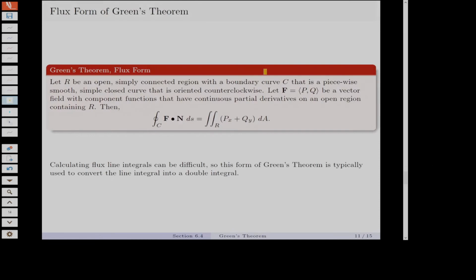That's what flux is. So we're looking at an open, simply connected region with a boundary curve C, just like we had before, right? F is my vector field. Okay, then the integral of f dot n, right? Remember that n is a normal vector, right? So you can think of it as being perpendicular to the curve at every point. Okay, so the dot product is going to be how much of f is perpendicular to n, right? Or how much is going across.